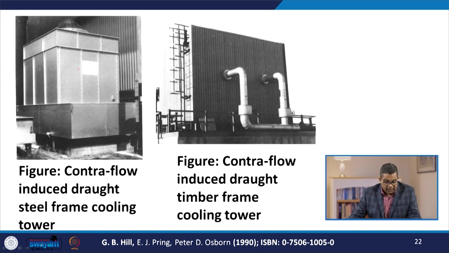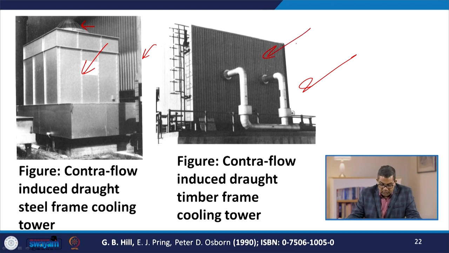Now here you see the actual figure of a contra-flow induced draught steel frame cooling tower. All these things are housed or cased in this particular housing. Here you see there are small observations about the fan. Now here this is the contra-flow induced draught timber frame cooling tower. Previously it was used. These are the supply lines.